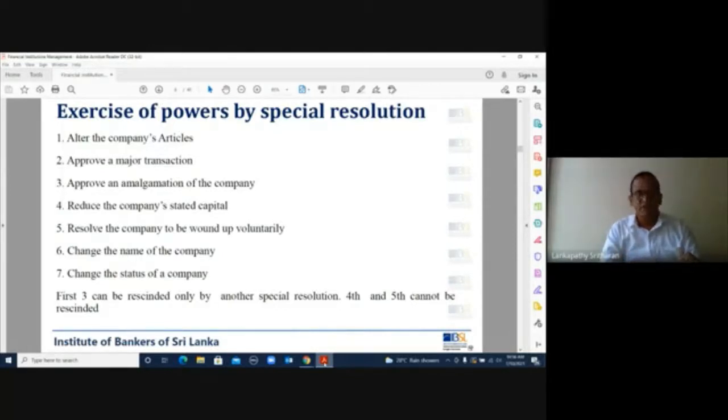Alter the company's articles of association, approve a major transaction, approve an amalgamation of a company, reduce the company's stated capital, resolve the company to be wound up voluntarily, change the name of the company, change the status of the company. In these cases, they have to pass special resolutions. And finally they say that the first three can be passed only by another special resolution, and the fourth to the seventh cannot be rescinded. Rescind means recover. So there are some exceptions on the special resolution.